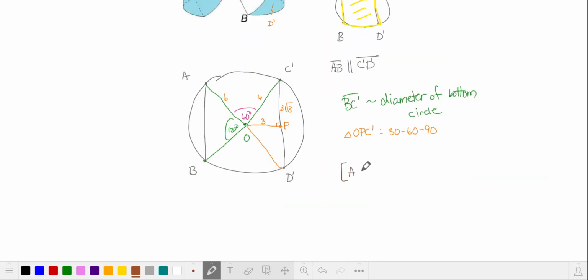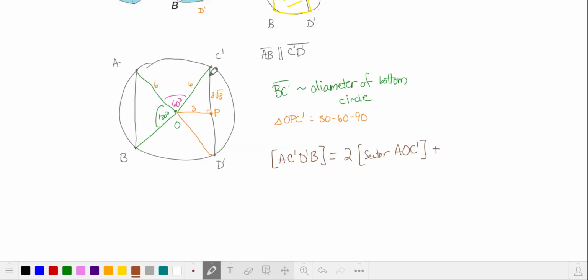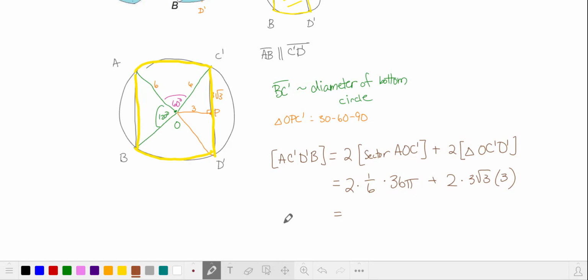Finding the area of A, C prime, D prime, B, we're going to find the area of these 2 60-degree sectors that are congruent to sector A, O, C prime. And then we have 2 congruent triangles. O, C prime, D prime is congruent to the triangle on the other side. These 2 sectors and 2 triangles are going to give us the area that we need. This is 1/6 of a circle with radius 6, and this is 1/2 base times height. So the area of this yellow shape is 12 pi plus 18 root 3.